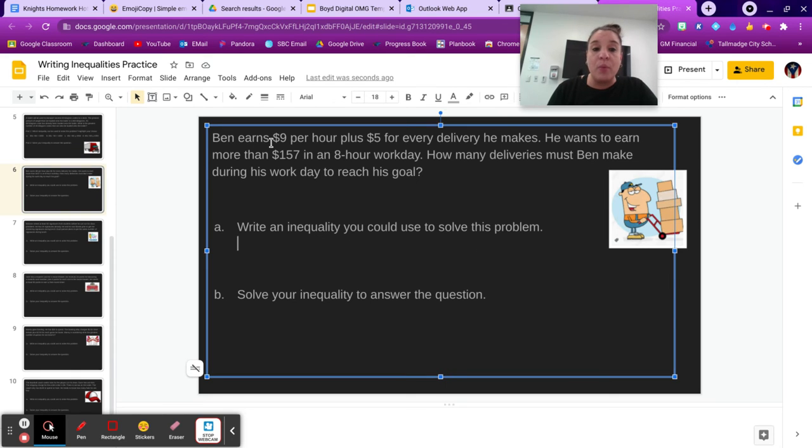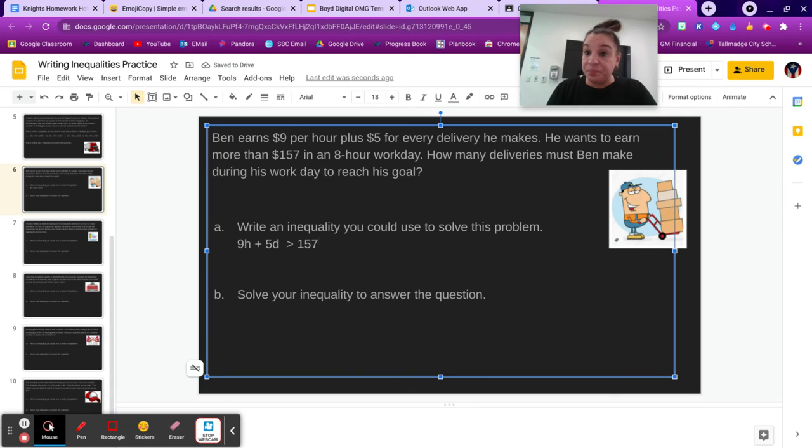So let's start with what we know. He earns $9 per hour. So that's 9 times H, plus he makes $5 for every delivery, so plus 5D. I'm going to put a space for my symbol, and he wants to make $157. He actually wants to make more than $157. So that's going to be greater than, right? So we want whatever his money is for the day to be greater than $157.